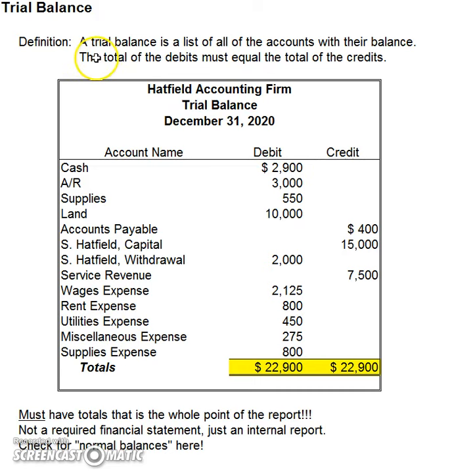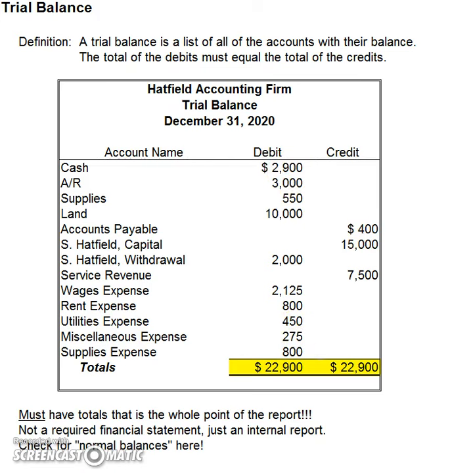By the way, we need to check to make sure that the total of our debits still equal the total of our credits. In the general journal, we had made sure that all of our journal entries had equal debits and credits. Now we need to make sure we haven't made an error in the posting process. So, once again, we're going to list all of the accounts that we have, and those are the accounts that we had from the posting to the T accounts that we had in a previous video. And here are the balances that they had.